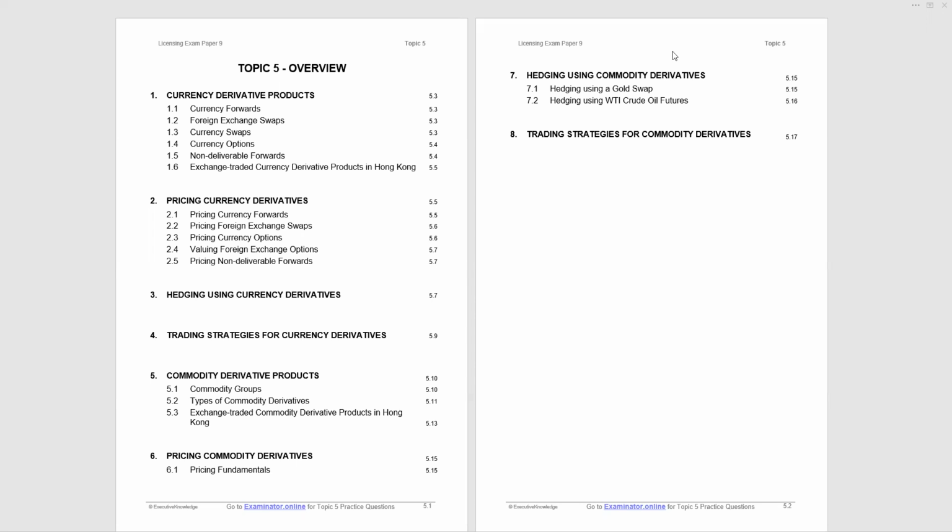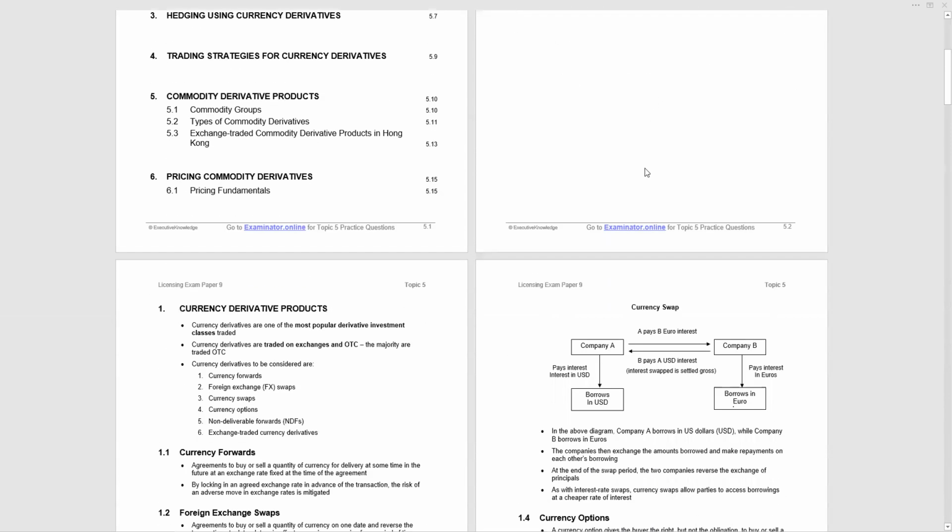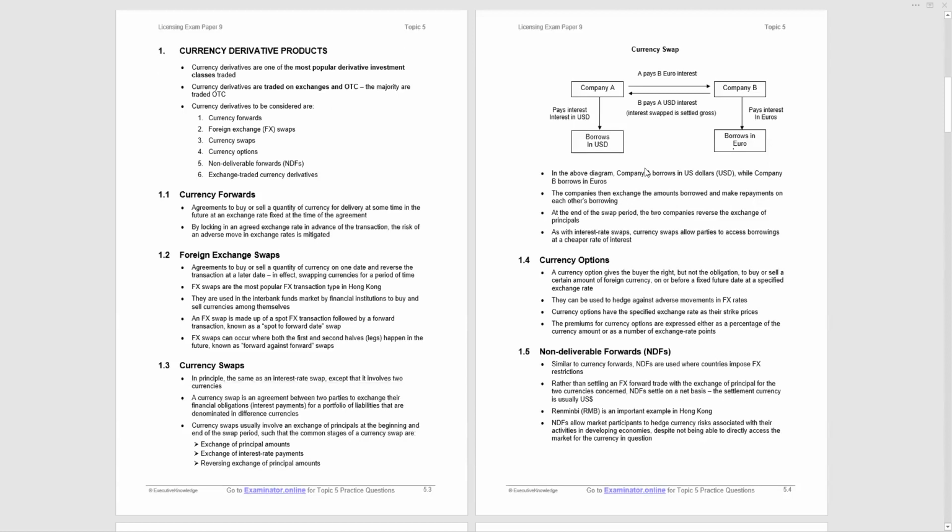Now, I will emphasize the important points to help you understand the core material you need to know to sit the exam, and a copy of the study notes you see on the screen can be downloaded from the Executive Knowledge website. As ever, I strongly recommend that you supplement this learning with question practice, and the practice questions are provided on the platform Examinator.online. Okay, let's get into the material, starting with currency derivative products.